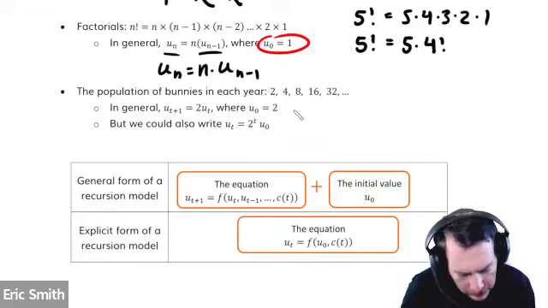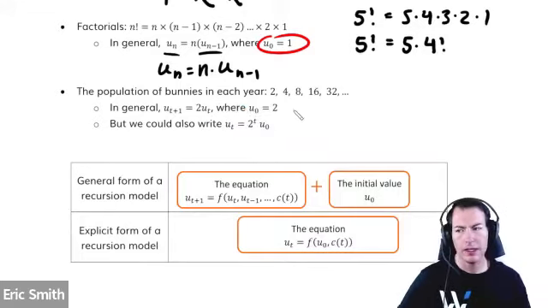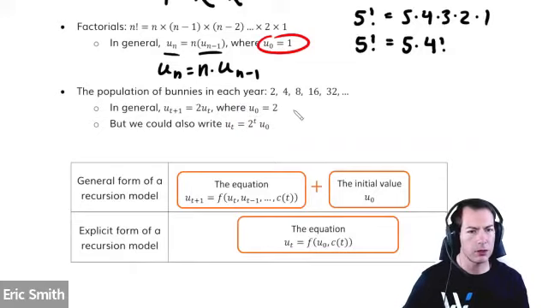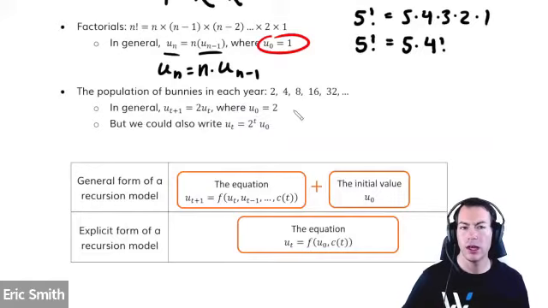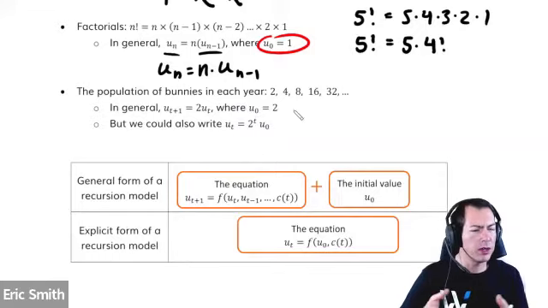The fun part about dealing with these recursive models is that, yes, we can describe them recursively, but there could also be a more direct, more explicit version that could jump us farther down that line without having to do all the previous ones. And this is really the idea of looking at the difference between a recursive model versus an explicit model.